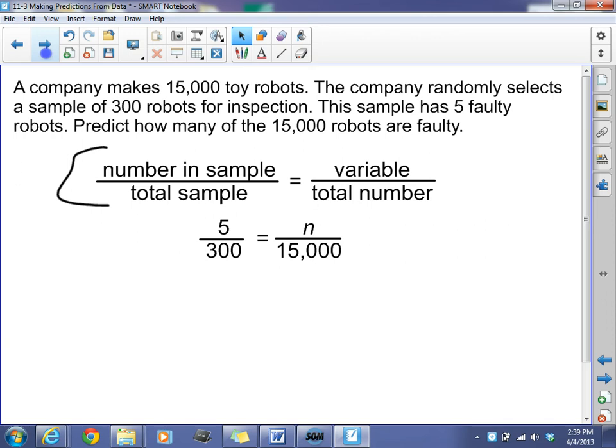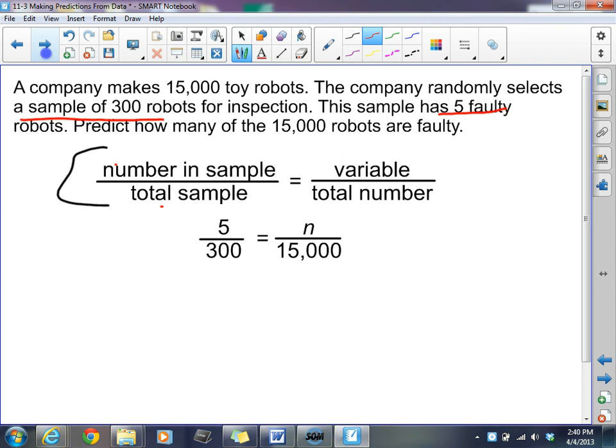So this is a big problem. Toy companies do this pretty often, actually. They want to make good toys, and because of that, they have to inspect their work. Okay? So the formula goes like this. The number in my sample is going to be 5 faulty robots. The total sample is going to be 300 robots.